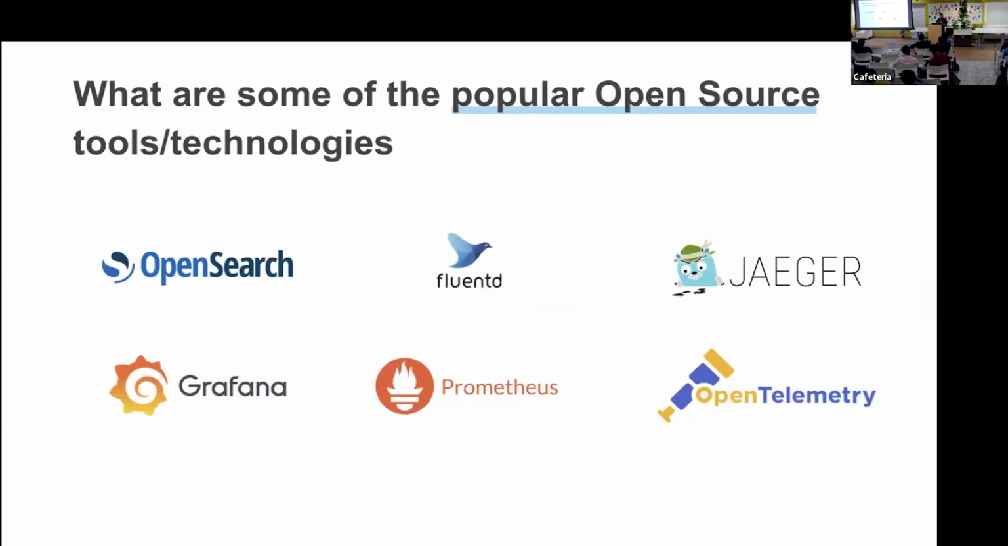So let's move on. During the design, I'll be using mostly these technologies, but I'll talk about different patterns as well. Apart from the pattern we used in scaling that 1,000 node cluster, there are some other patterns we can use. OpenSearch, FluentD, Jaeger, Grafana, Prometheus, OpenTelemetry.